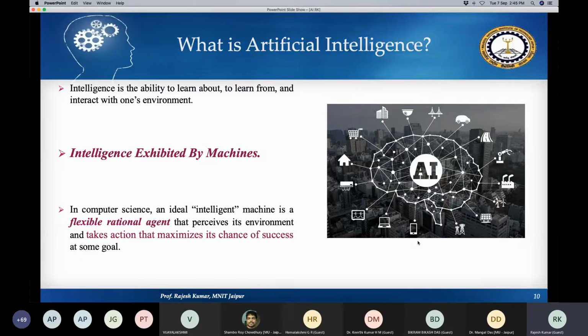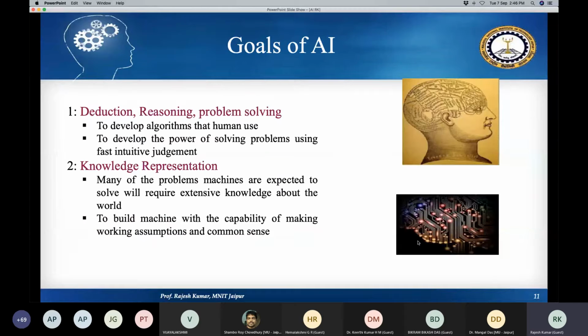We have created it artificially, and that's how the term comes into it. That is intelligence exhibited by machines. So that is known as your artificial intelligence, and it always tries to look for maximization of the chances of success. So that's how people keep on updating or modifying various models there.